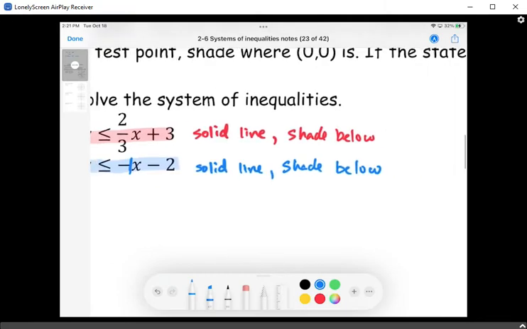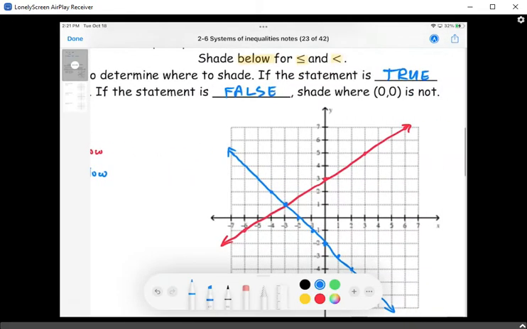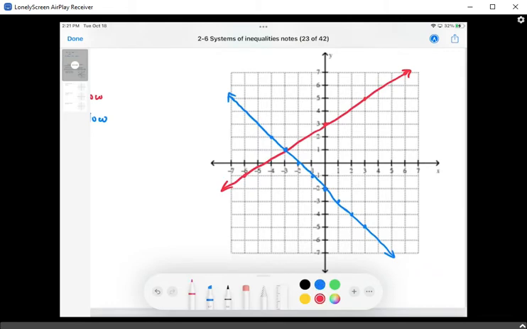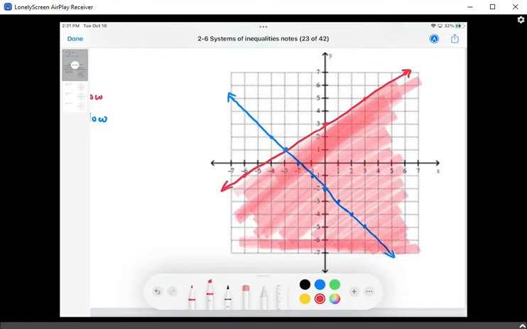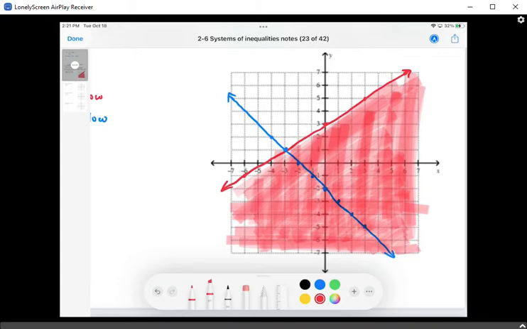Here's what I mean by shade above and shade below. We're literally going to look at this line. I'm going to shade all of this area that's down below the red line. I'm going to shade it in red. Every part of the graph that was below the red line gets shaded in red. Every part of the graph that's below the blue line is going to get shaded in blue.